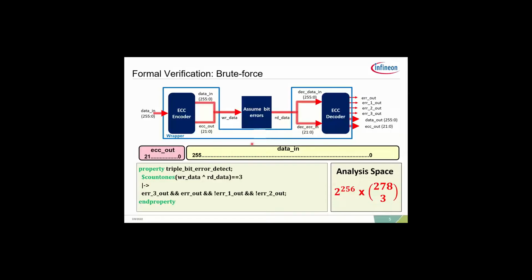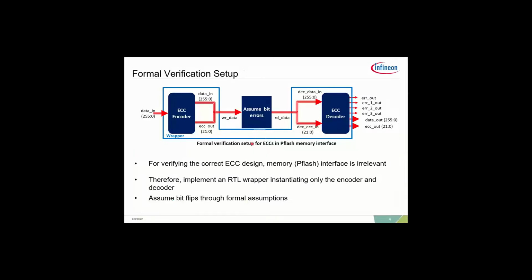Okay, so now I'm going to talk about 3 different formal verification approaches that we did on this design. This is a very large ECC design. As you see, the number of incoming data bits is 256 bits wide, plus 22 check bits. So overall, the ECC vector is 278 bits, which is considerably huge. Also, the design is able to detect up to 3-bit errors and correct up to 2-bit errors.